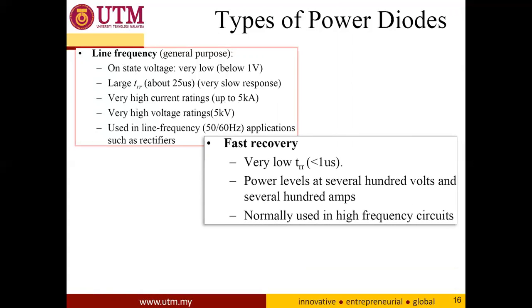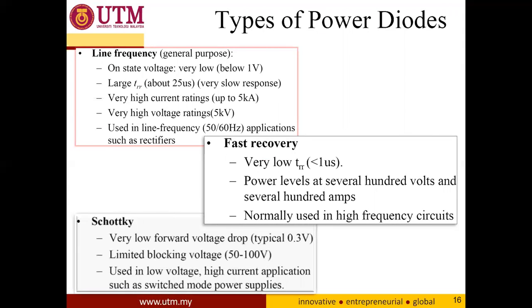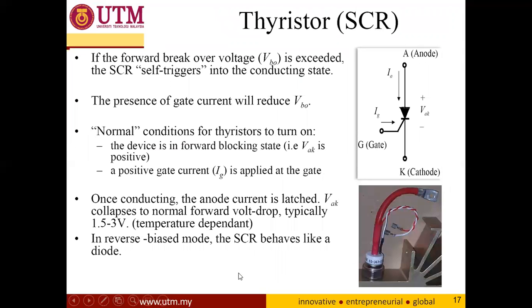So in the fast recovery system, this one is usually used where the diode is required to switch at a very fast switching frequency. And we have the third one, which is the Schottky. This is a special Schottky power diode, usually for systems that require high efficiency. Okay, so the voltage drop is very limited, it is very low, 0.3, and it is used in low voltage, high current applications.